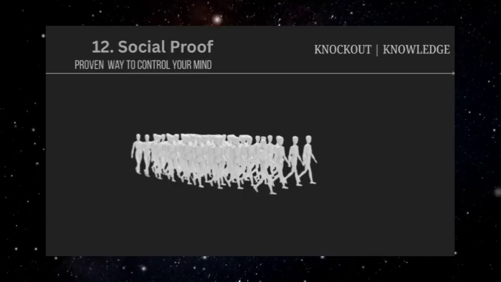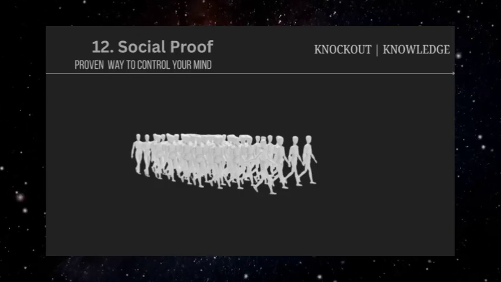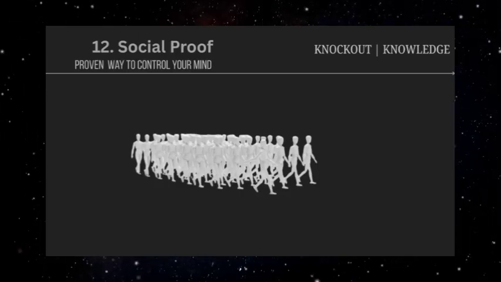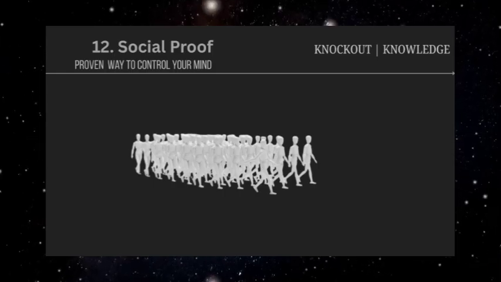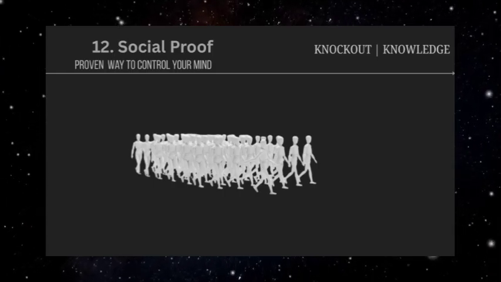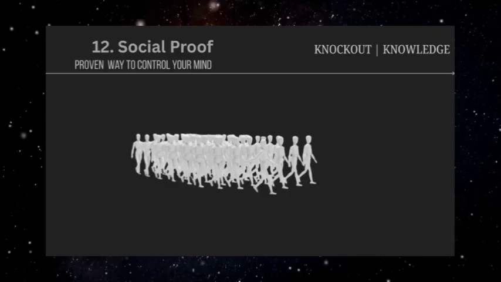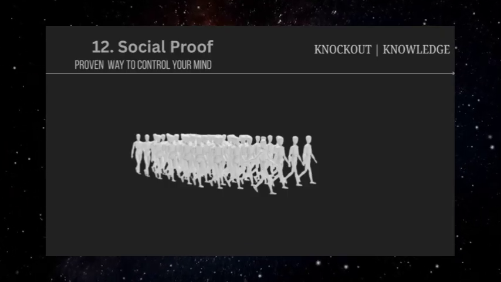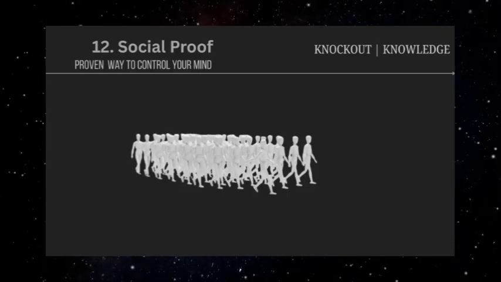The technique also exploits our natural cognitive shortcuts. Evaluating every decision independently requires significant mental energy, so we often look to others for guidance. This shortcut usually works well, but it creates vulnerability when the social proof we're seeing has been deliberately manufactured or distorted.